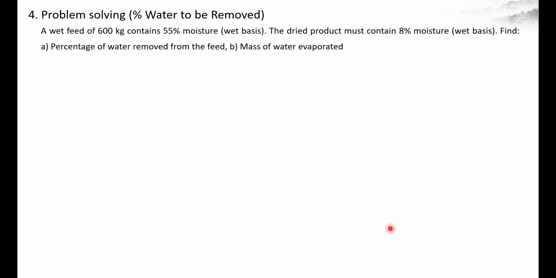Problem 4. A wet feed of 600 kg contains 55% moisture. The dried product must contain 8% moisture. Find the percentage of water removed from the feed and the mass of water evaporated.